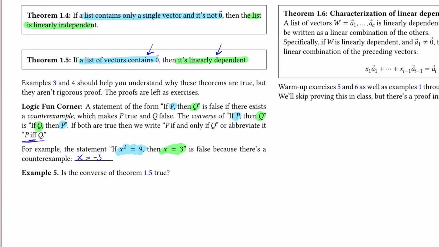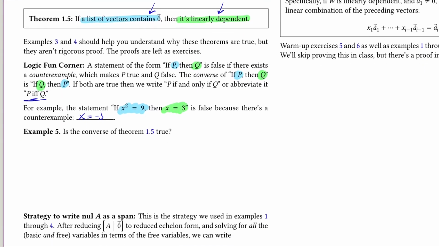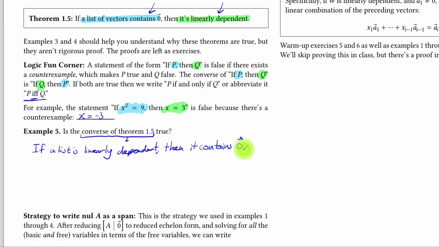All right, so let's think about the converse of theorem 1.5. We're going to switch the order of the P and Q. So the converse is if a list is linearly dependent, then it contains the 0 vector. Well, good place to pause and think about it. Can you think of a list that is linearly dependent, but it is not true that it contains a 0 vector?